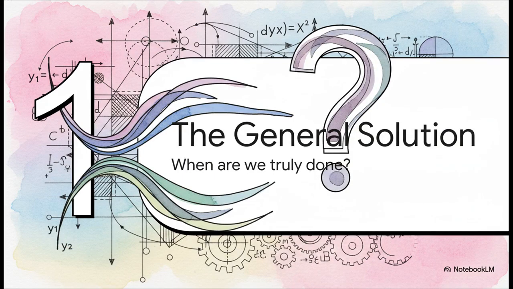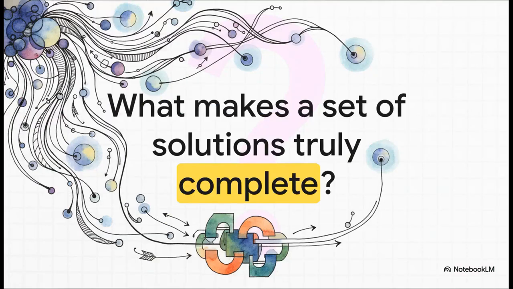Okay, so let's start with this central mystery. Imagine you've been working on a problem, and you find two different solutions to a differential equation. That feels great, right? But are you actually done? Have you found every possible solution, or are there more hiding in the shadows? And that leads us to the real question we're trying to answer today. What does complete even mean here? Well, a complete solution is one that's flexible enough, powerful enough to describe what the system is doing no matter where it starts. It has to be able to handle any initial conditions you could possibly throw at it.